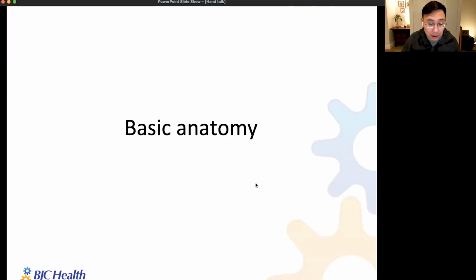Now, if I move on to the next slide, I think it's very useful to go through some basic anatomy. So I hope all of you at the end of this evening will learn a few medical terms, and when you go back to see your doctors, you'll impress them by using medical terms.